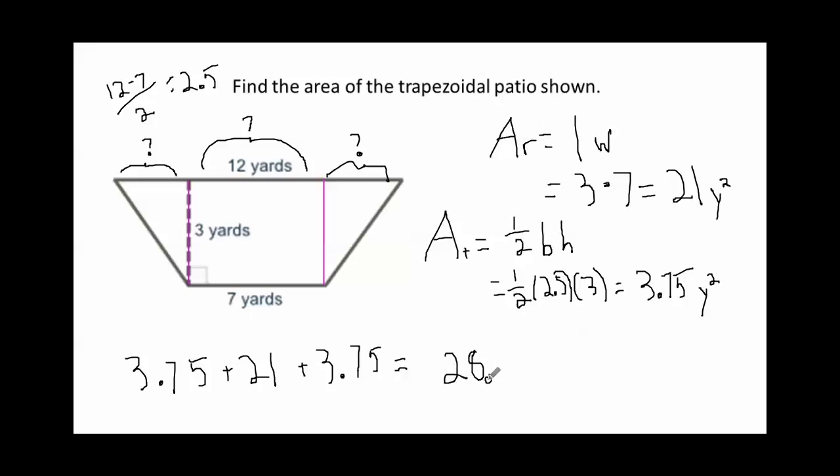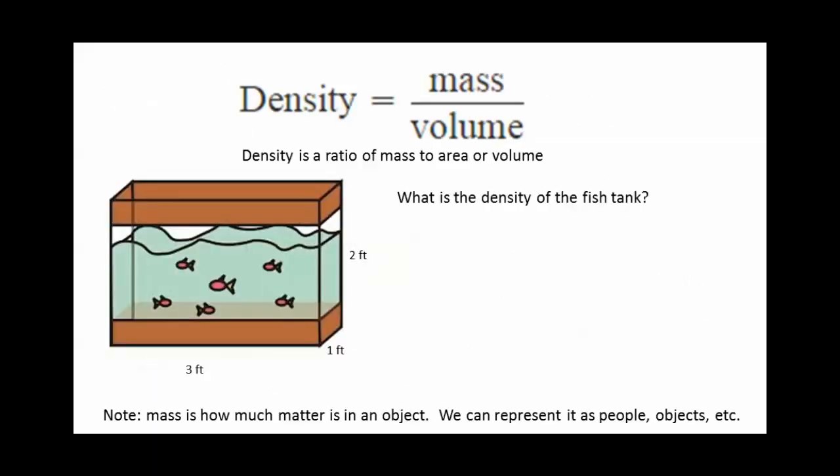And then the last concept we want to make sure we cover is density. Density is the ratio of mass to an area or a volume. In this case, we're going to be using volume. And it's also important to note when we're talking mass, it doesn't necessarily have to be a mass like you would think of in science class that's similar to a weight. Here we're looking at how much matter is in an object. So we can represent our matter as people, as objects, things like that.